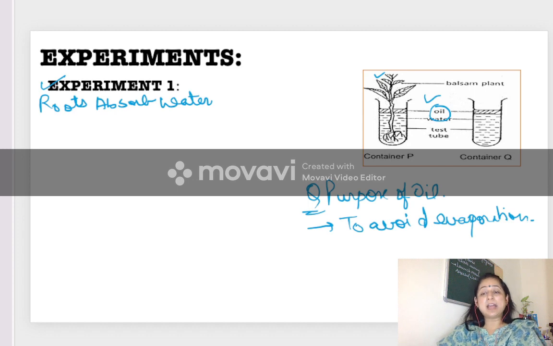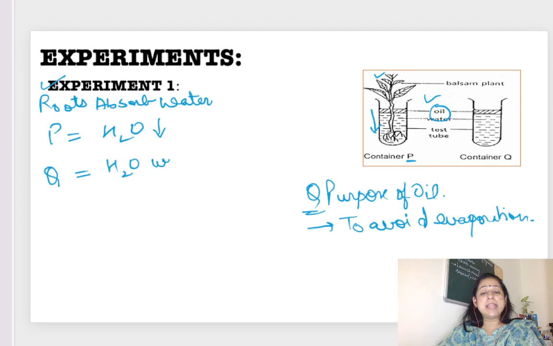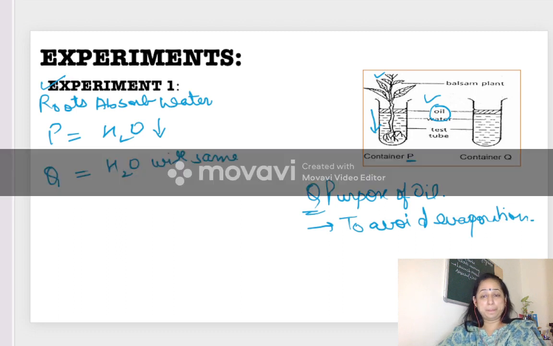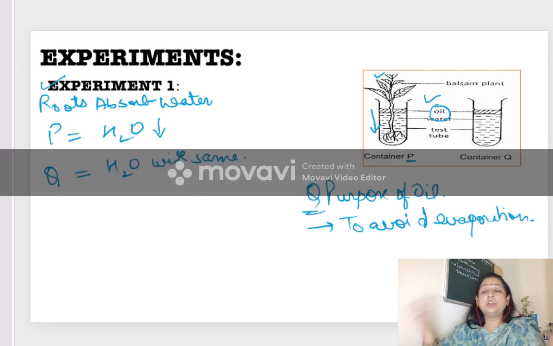So what do we see here, that after some time the level of water in the test tube will fall. In container P, the level of water will fall down, whereas in container Q the level of water will remain the same. Why? Because in container P there is a plant present which is absorbing water. In container Q there is no plant, so there is no absorption. So Q is just a control to show that only the roots are absorbing water. Oil is placed on both to show that no water has moved out of the test tube apart from being absorbed by the roots.